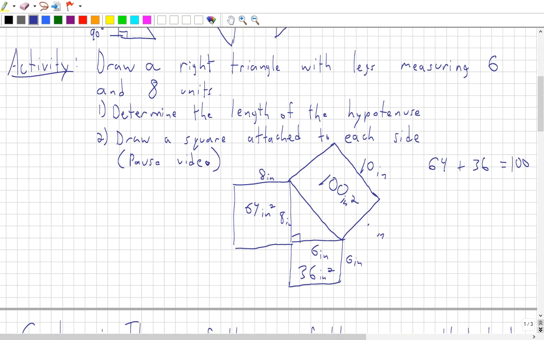So the side length of the hypotenuse, this side here, is going to be 10 inches. And we found that using building squares off of the sides, understanding the relationship between the area and the side length, and then solving for the side length by taking the square root.